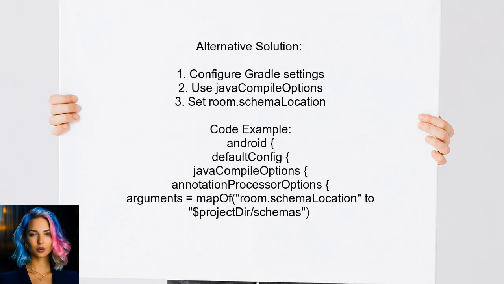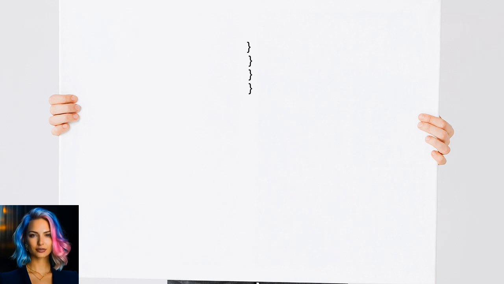An alternative approach shared by another user involves configuring the Android Gradle settings directly. They suggest using the Java compile options to specify the room.schemaLocation argument, pointing to a schemas directory in the project.